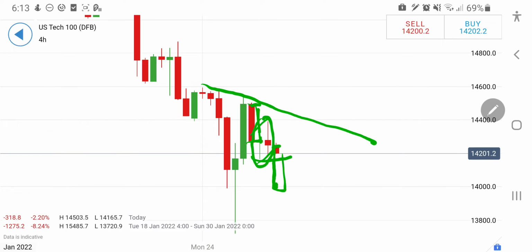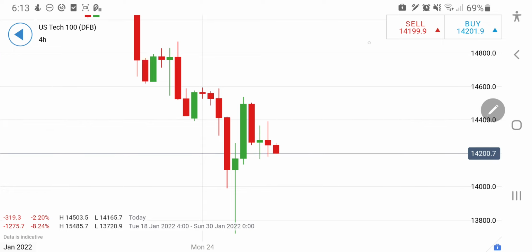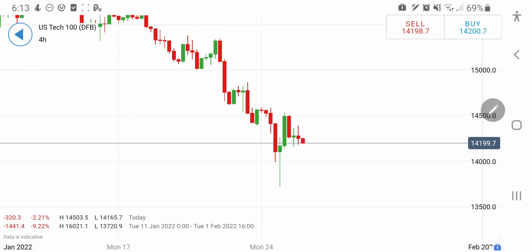So a probable support zone at 14,000 might appear. You can see this previous 4-hour candle getting a support at 14,000. So if it drops below 14,150, we can again expect it to go nearby 14,000 levels. But whether it will break 14,000 or not, that we need to look at.